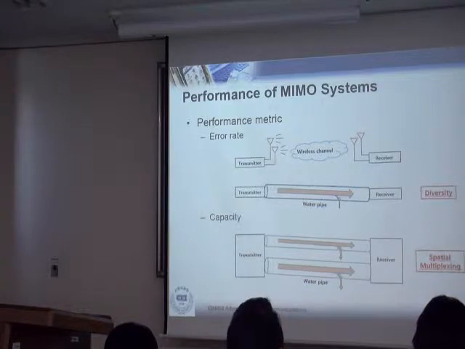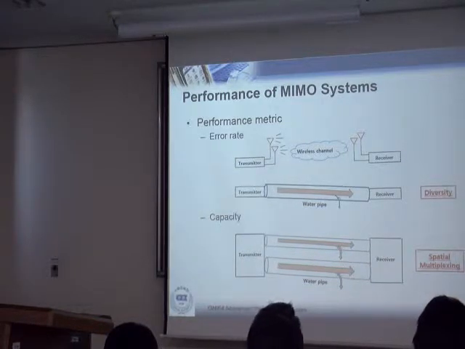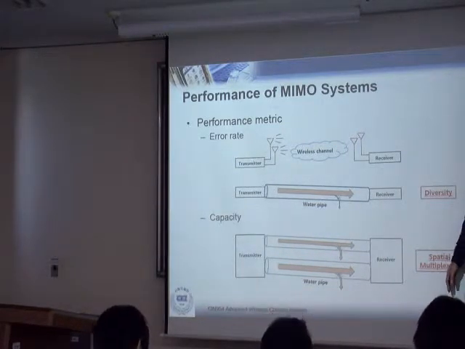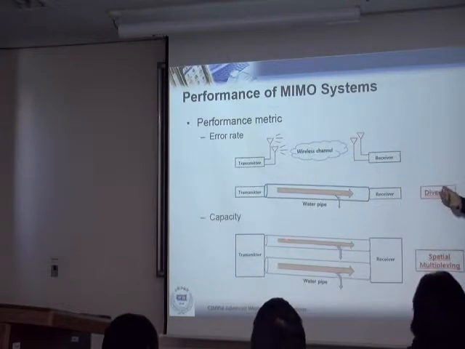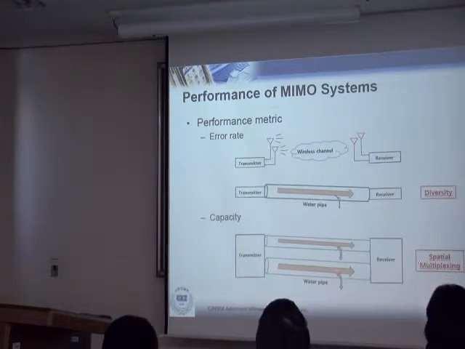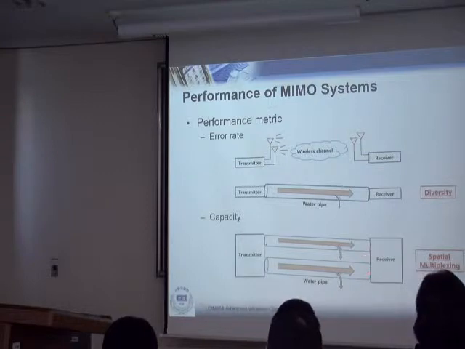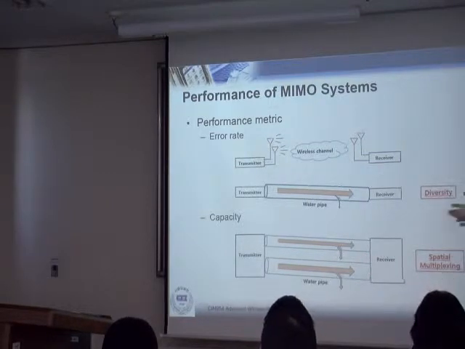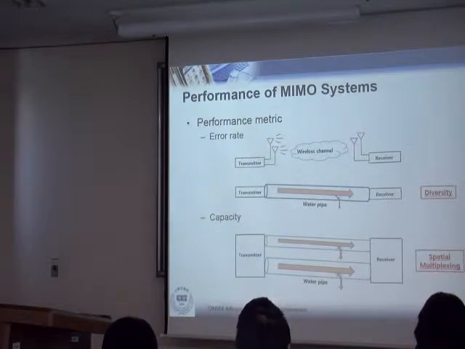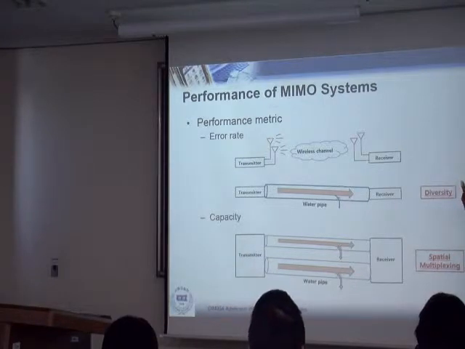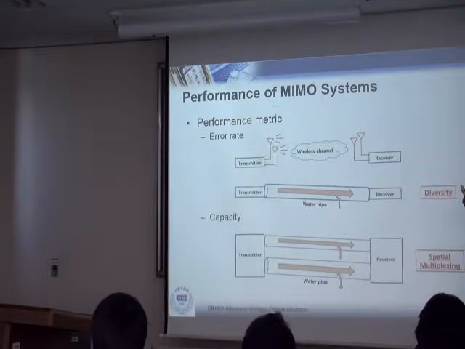Okay? And the second system is that, suppose in this MIMO you use spatial multiplexing, so therefore you make two independent pipes. In this case, typically your focus is to try to increase the capacity. You are trying to deliver much more water. Okay, that should be your focus, rather than minimizing the error.